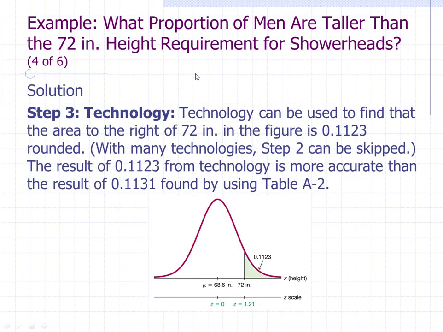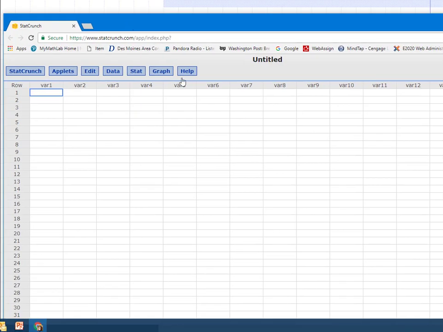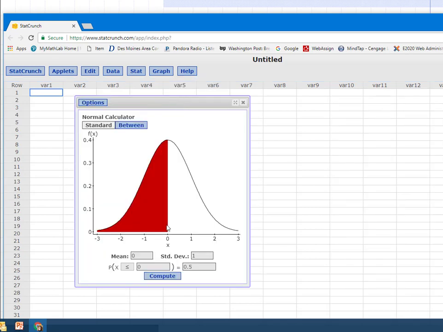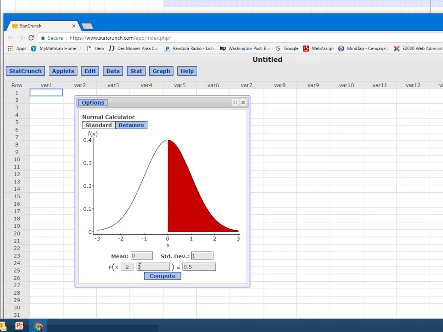Okay, so next we're going to find that area, and they're going to tell us that the answer is 0.1123. So let's pause here. I want to pull in StatCrunch so we see that. Remember, I'm going to go Stat, Calculators, Normal. Remember, this is the standard normal curve, and we wanted to know the area above a z-score of 1.21.